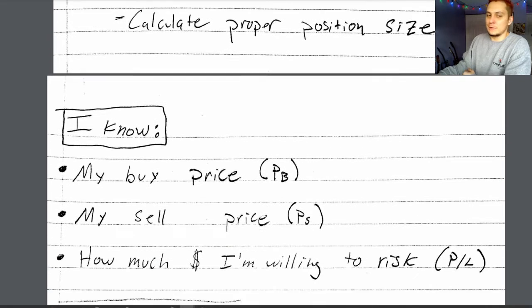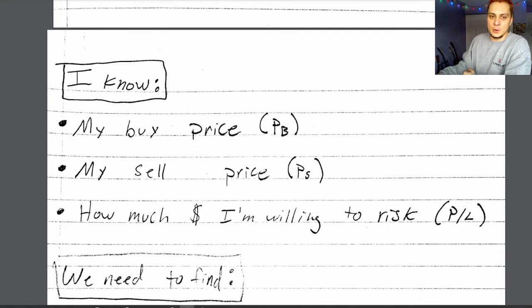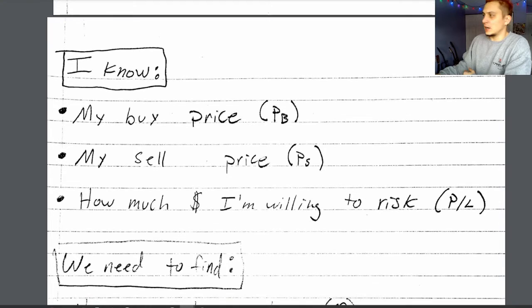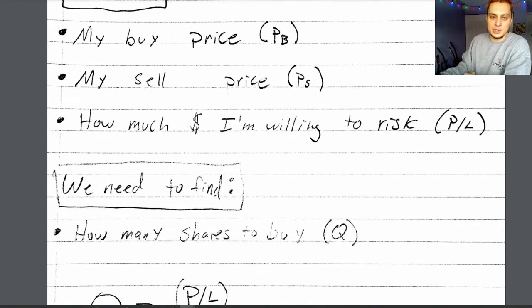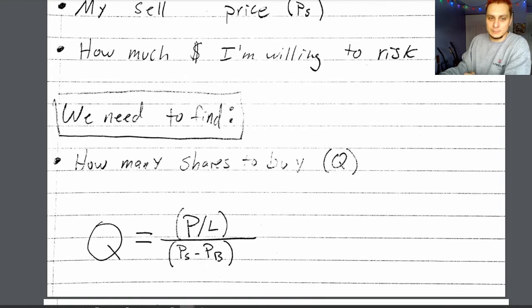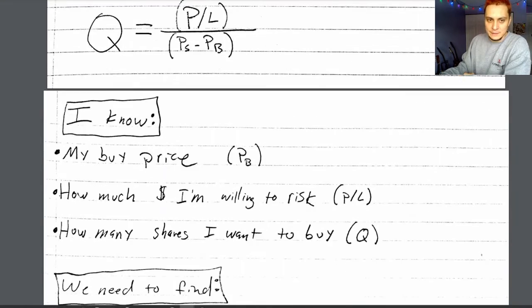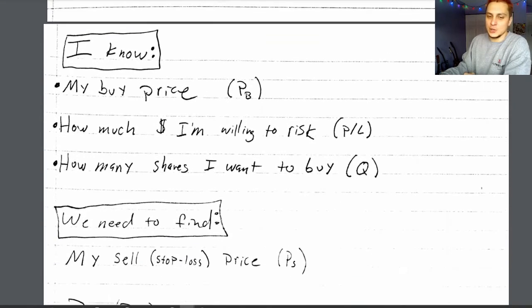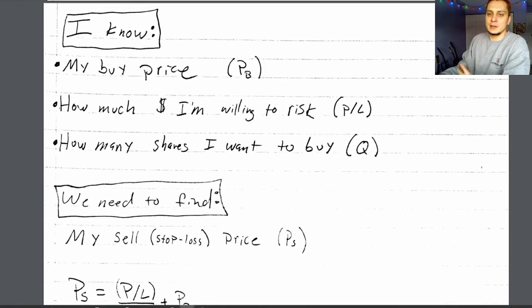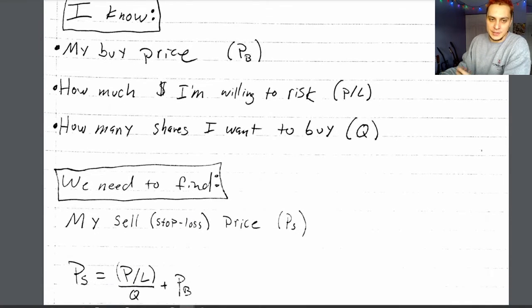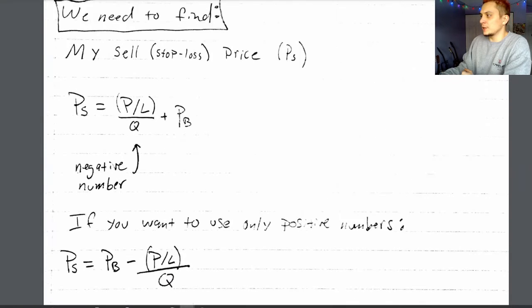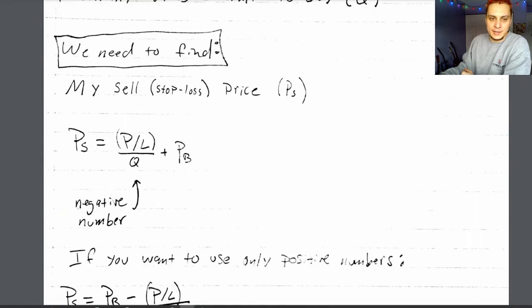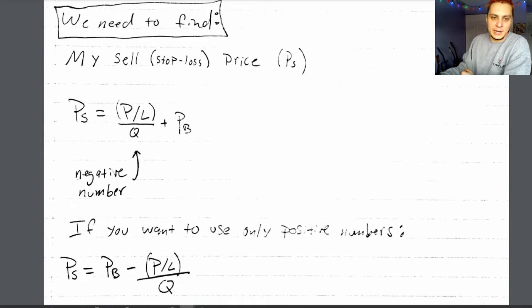So just to really drive home when to use each of these, if you know the buy price, the sell price, and how much you're willing to risk, the only thing you need to find out is how many shares you want to buy. And so you use the Q formula for that. And if you know the buy price, how much you're willing to risk, and how many shares you want, you need to find your stop price, your stop loss, and use the P sub S formula. Again, if you're comfortable with negatives, you can use that top one. If you don't like negatives, you can use the bottom one.